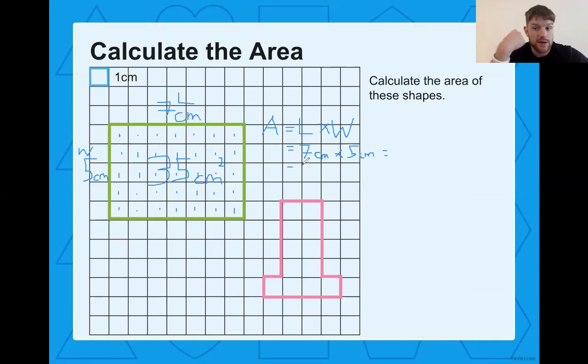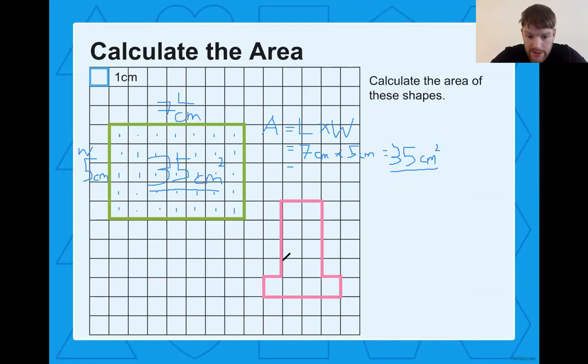So think of your 5 times tables, 7 5s. 5, 10, 15, 20, 25, 30, 35. 7 5s are 35. 35 centimeters squared. And that's the same answer, isn't it? So I added them up and I got 35 centimeters squared. And by using this length by width, I also got 35 centimeters squared, did I? So we can use that for regular shapes.